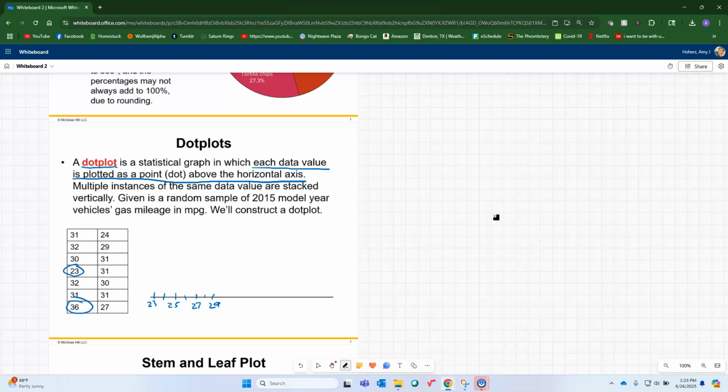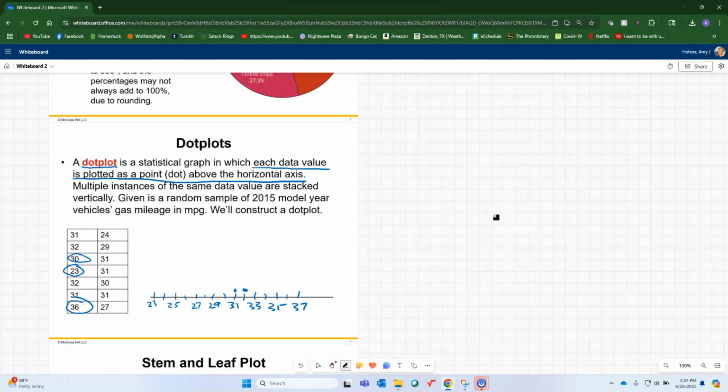So 23, 24, 25, 26, 27, 28, 29. Here's 30, 31, 32, 33, 34, 35, and then that would be 36 and 37. We don't have one as high as 37, but I'll go ahead and mark it just to finish it off. So when we go through this, we just say 31 gets a dot. 32 gets a dot.